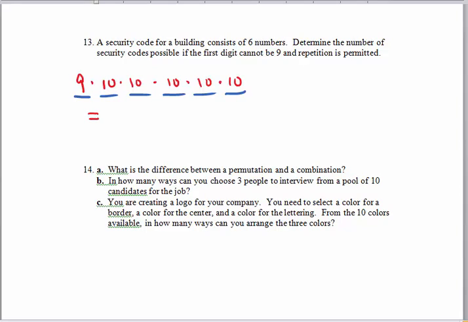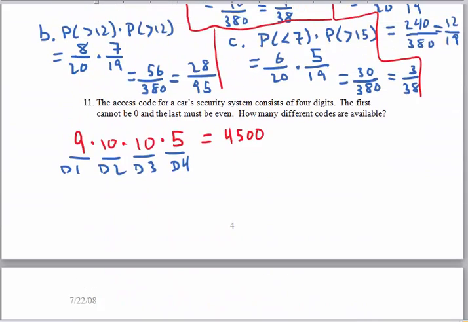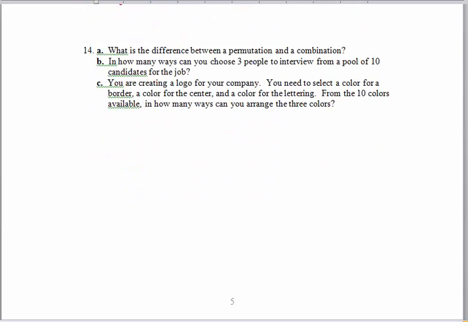And there they specifically tell you that repetition is permitted, but in all these problems you would assume that it is permitted unless they specifically state that it's not permitted. So here repetition is permitted. So I just have 10 times 10 times 10 times 10 times 10, so 10 to the 5th times 9. So it would just be a 9 with 5 zeros after it. Right? So that would actually be 900,000. Alright, and so again, they were very similar problems, 11, 12, and 13. They were very, very similar.